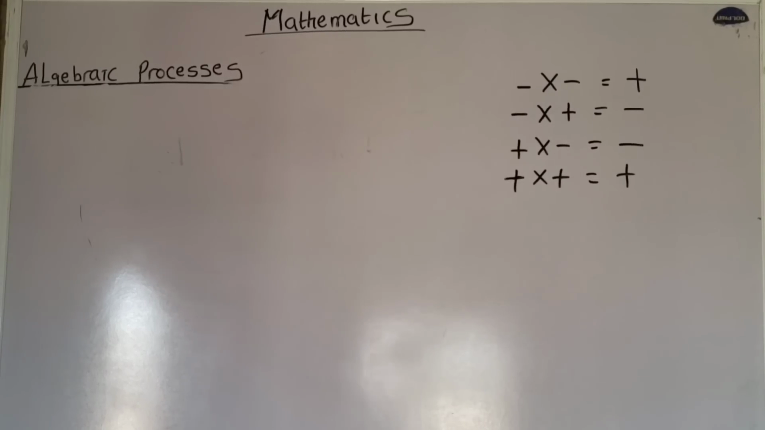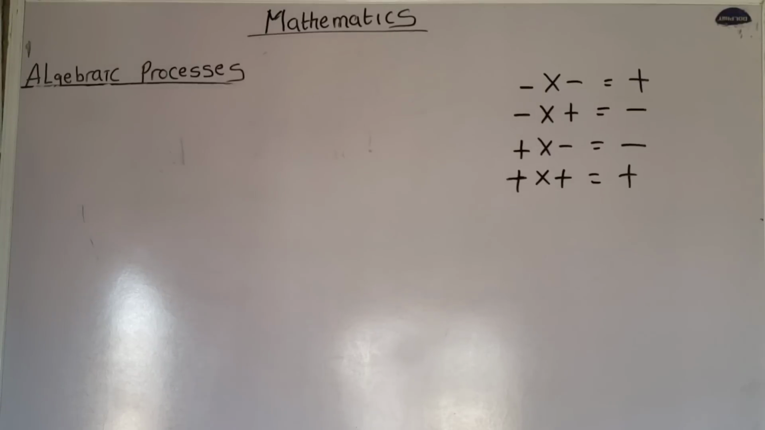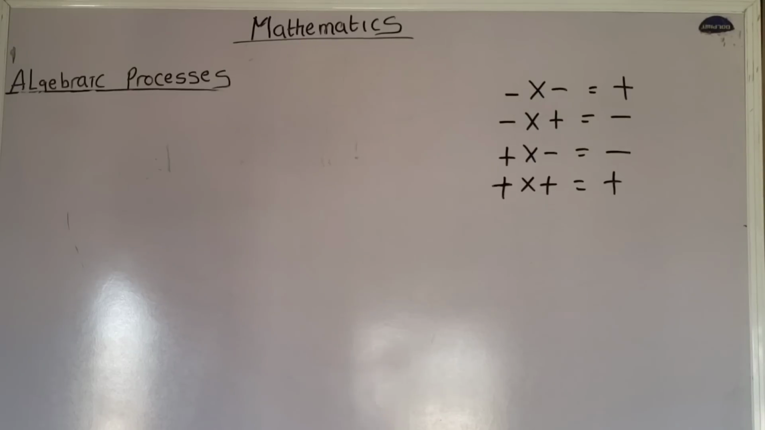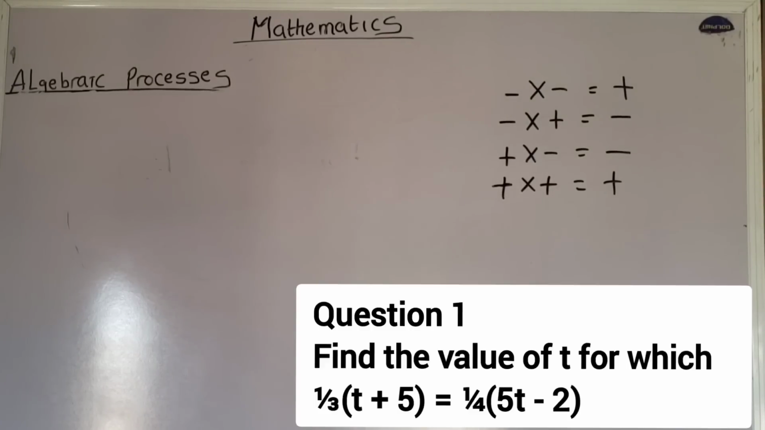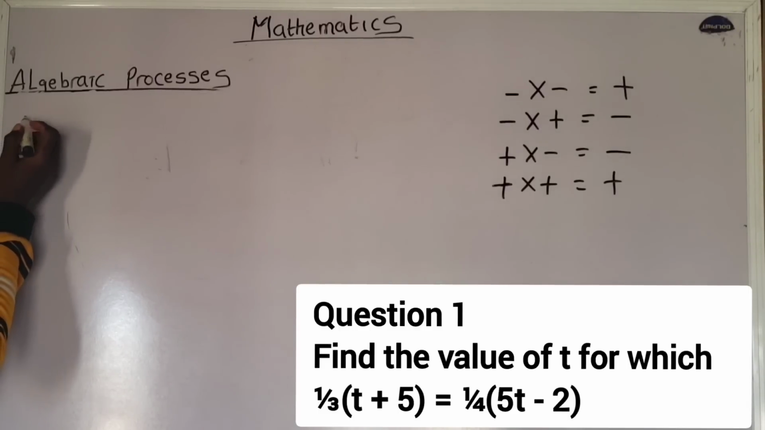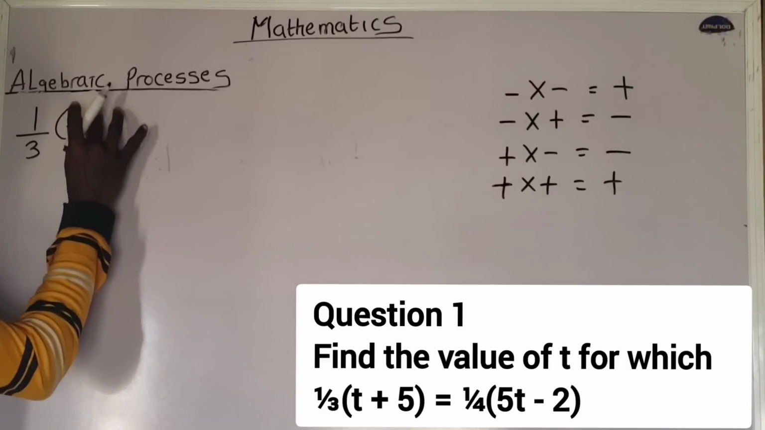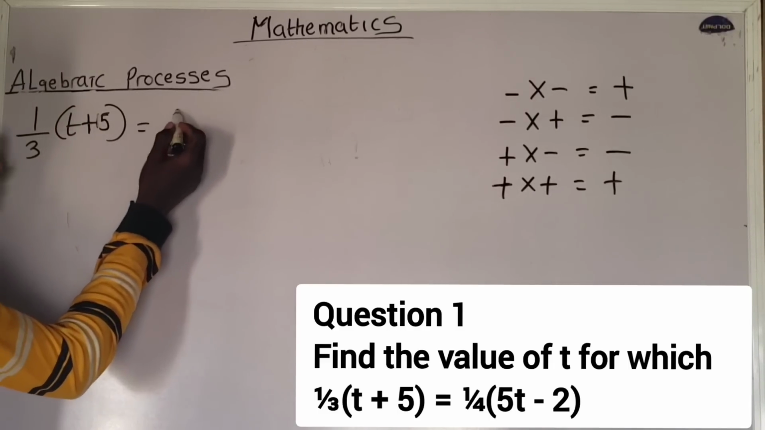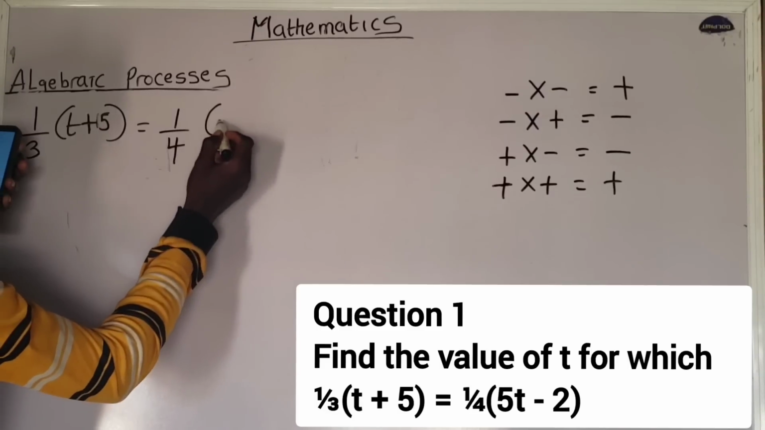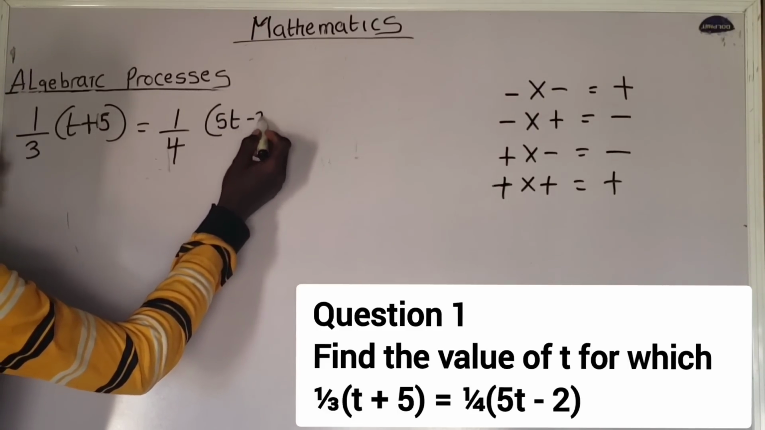In today's class, we're going to solve a series of questions on simple linear equations. Okay, let's start with the first question. Find the value of t for which 1 over 3 into bracket t plus 5 is equals to 1 over 4 into bracket 5t minus 2. Okay, we are asked to determine the value of t for which 1 over 3 into bracket t plus 5 is equals to 1 over 4 into bracket 5t minus 2.